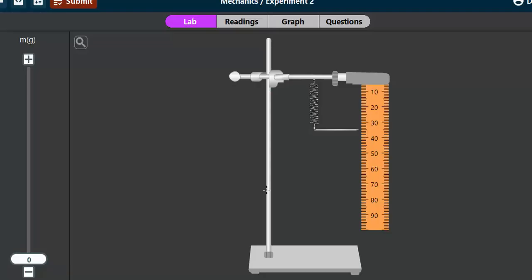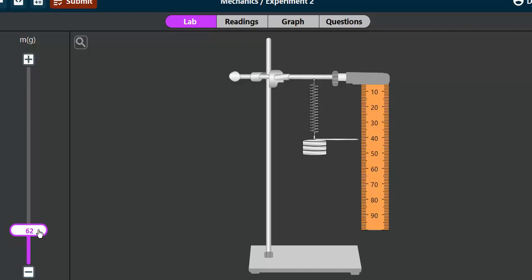So let's take a look at what we have here. Before applying any force, that is, before hanging a weight on this spring, which represents the material, you'll see that the length of this spring is somewhere around 35. If we add some mass, you see that the spring extends by a given number of centimeters.